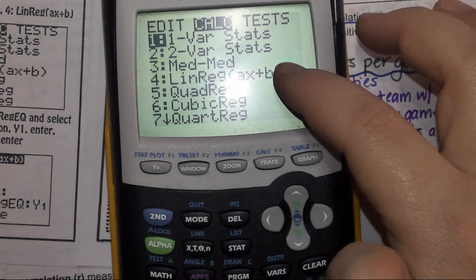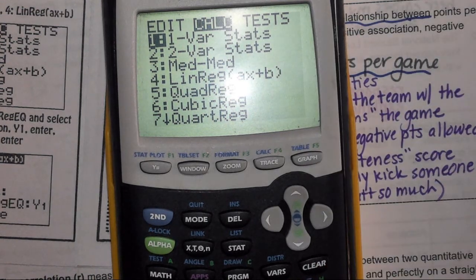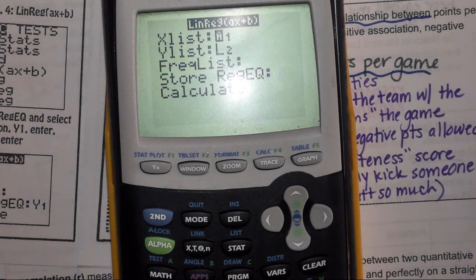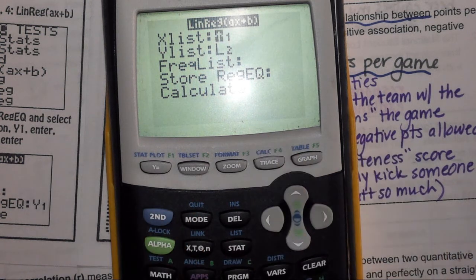And they use ax plus b, which is fine. You and I are so used to mx plus b, we get thrown off. But we're going to go to number 4. And then you and I did not type this in L1 and L2, did we? We typed this in L3 and L4, so we need to change the X list to second L3, and the Y list we need to change to second L4.